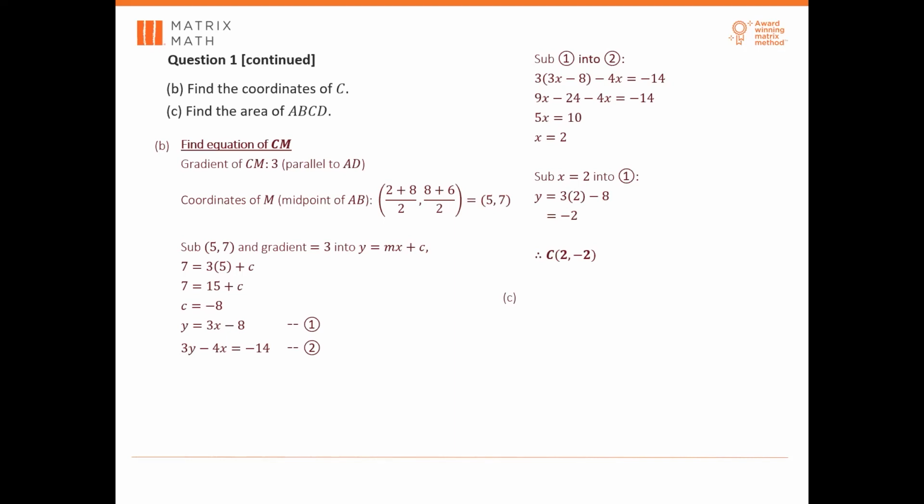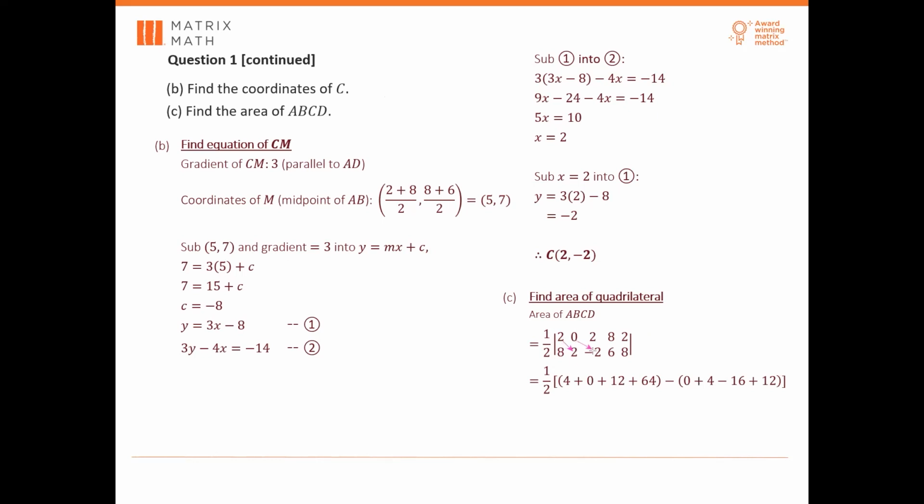Okay, part C. Find the area of ABCD. When you're finding an area in AMF, just use the shoelace method straight away. So write it in this format. If you start with (2, 8), you end with (2, 8). So do the shoelace method. It goes this way: 2 times 2, which is 4.